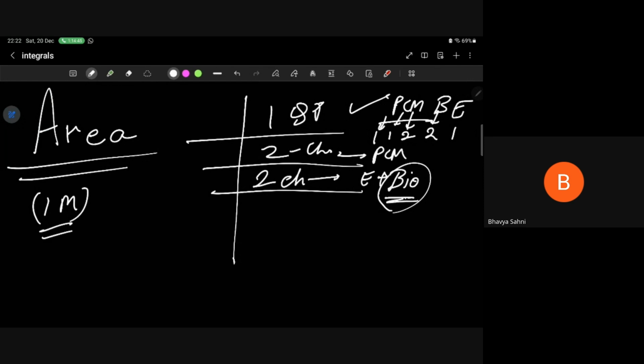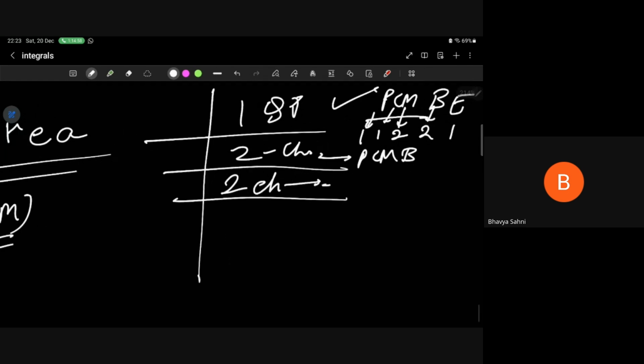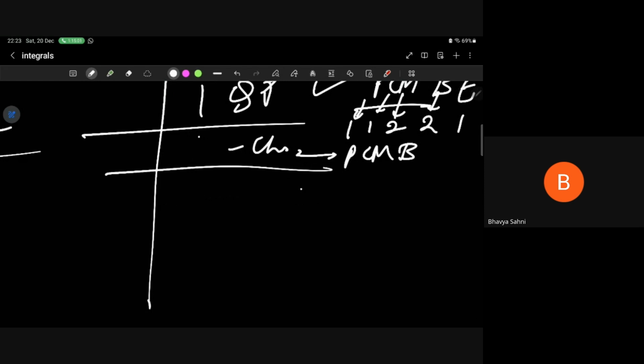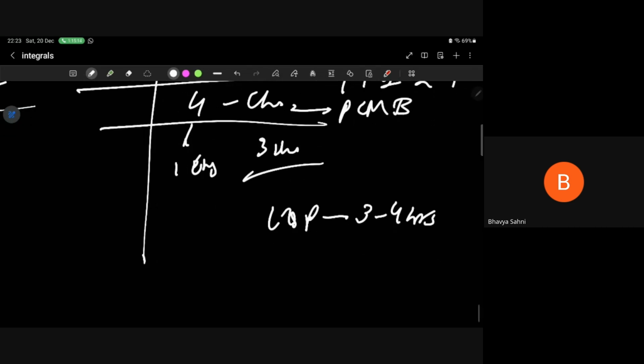We were saying PCM, but now it becomes PCMB. 2 chapters of any of them, like 1 chapter of physics, 1 chapter of chemistry, 1 chapter of maths and 1 chapter of bio, like that. You should do a minimum of 4 chapters daily, including 1 English chapter. And if you're not taking English, a minimum of 3 chapters daily. So 1 question paper will take about 3 to 4 hours approximately, or it could take about 5 hours also. And doing a minimum of 4 chapters.